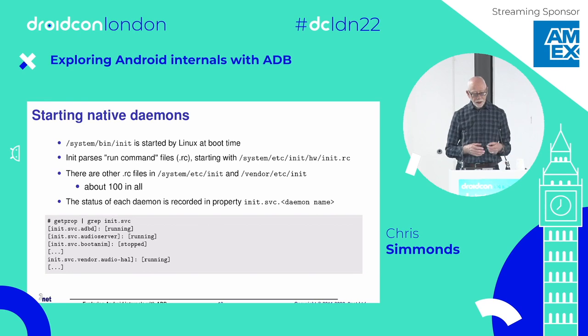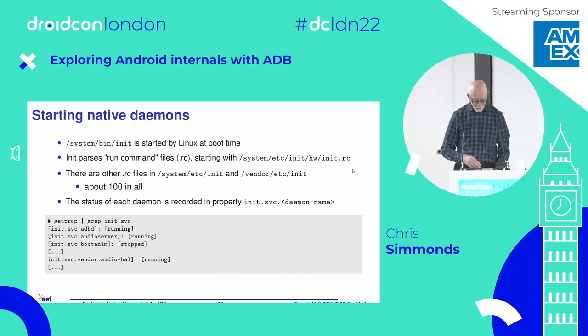The second stage init program actually is called system bin init, and it does the second stage boot, the main bootstrap. It parses a whole bunch of these .rc files. RC stands for run command. And the master one is this one here, system etc init hw init rc. So that's the one that everybody has. And then there are a whole bunch of others that come along from that.